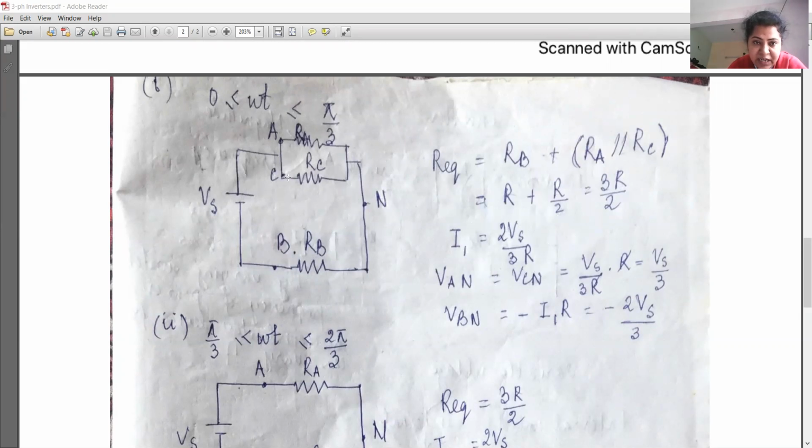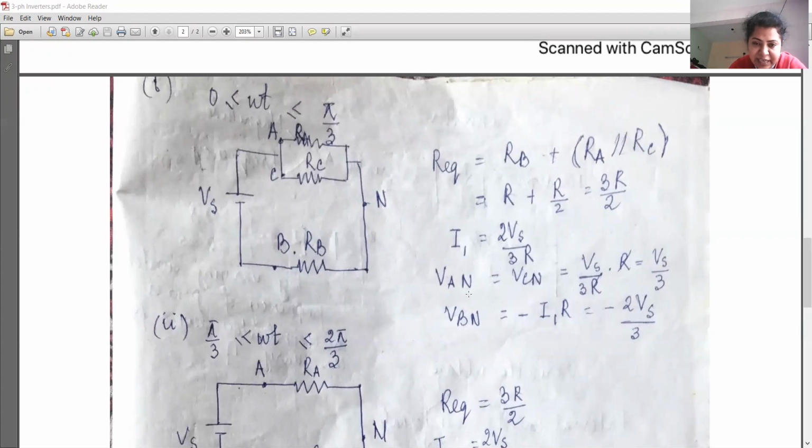Now VAN will be equal to VCN. This current will divide into two branches, so the current is 2Vs by 3R divided by 2, that gives Vs by 3R. Multiplying by R, so I into R, gives us Vs by 3. And VBN will be equal to minus of I1 into R, so that gives us minus 2Vs by 3.